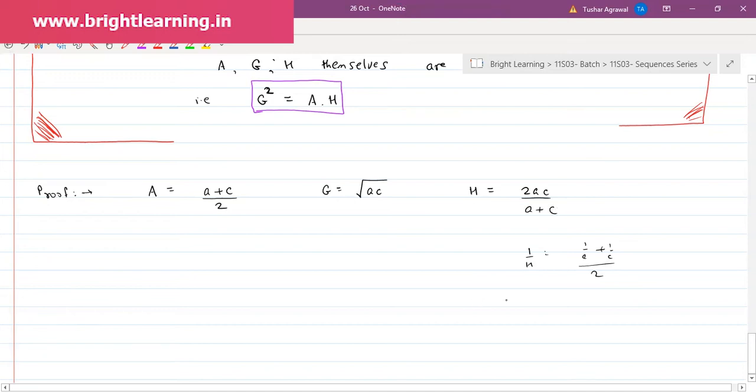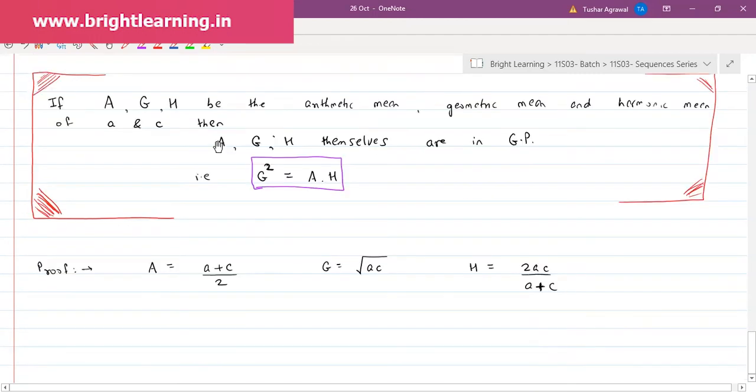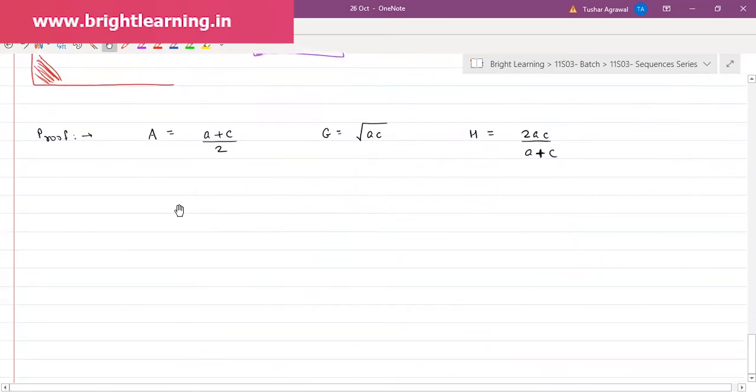Means I'm telling you how to think in exams also. In exams, if you get stuck, how to think. Okay, 1 upon H equal to this. Got it? What is our target? To prove A, G, H are in GP. G square equal to AH means we are trying to prove A, G, H are in GP. So what is the value of G upon A? G upon A turns out to be equal to root AC upon A plus C upon 2. So what is H upon G?